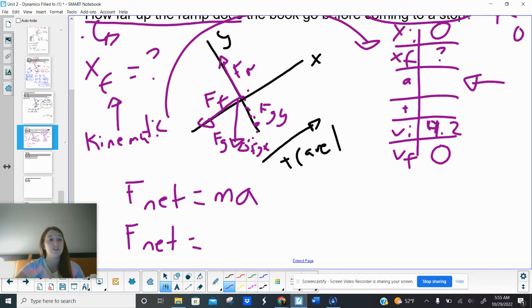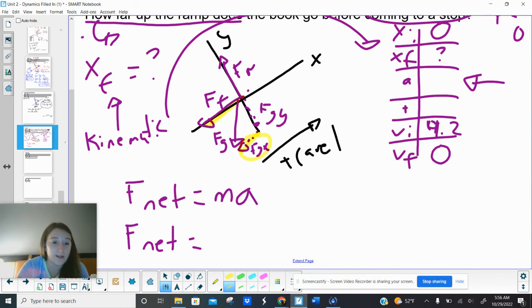Our travel is in the x direction up the ramp. What are the forces that are in that direction of travel? There are two. I've got FGX and I've got force friction. Those are both x directions because again my x direction is tilted, right?